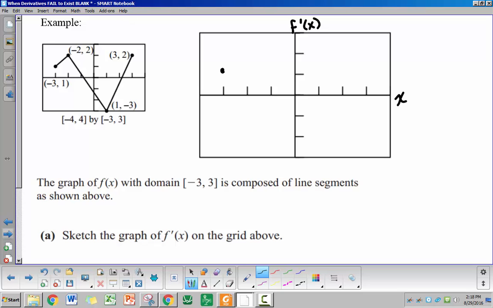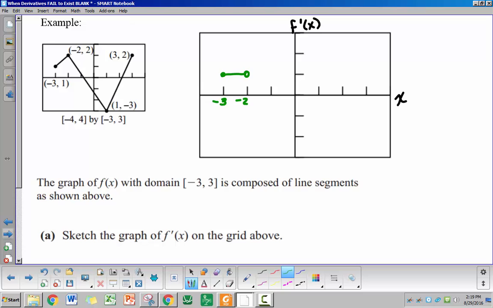So I'm going to put a solid dot here, and then when I get to -2, I'm going to be open, right? Well, I should be at 1. Let me redraw that. My slope from -3 to -2 is 1. You see the slope of this line is 1, and now this represents the slope value.